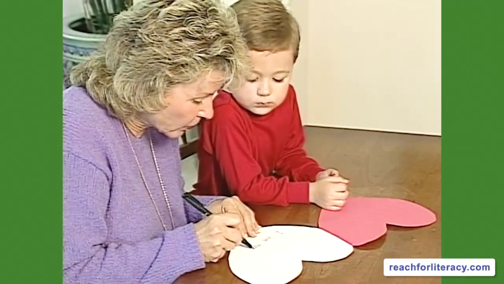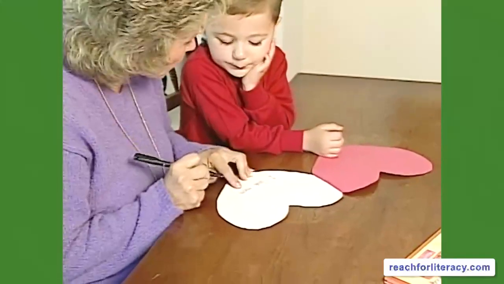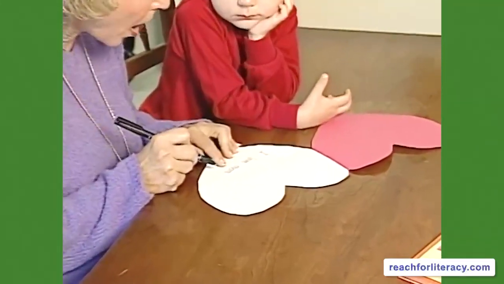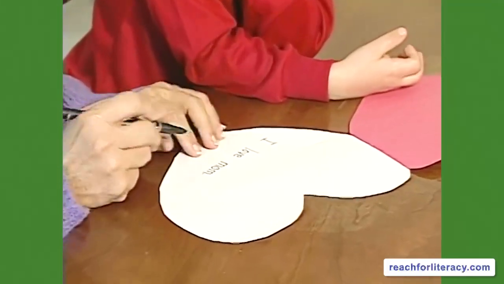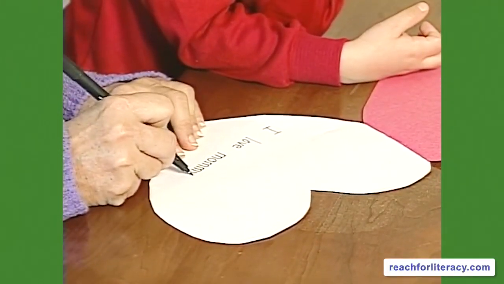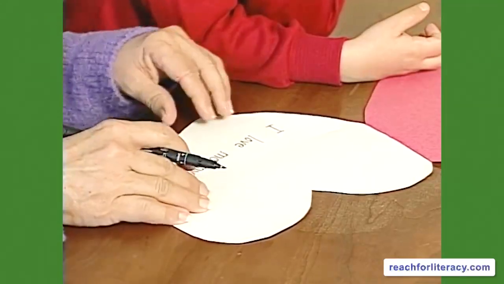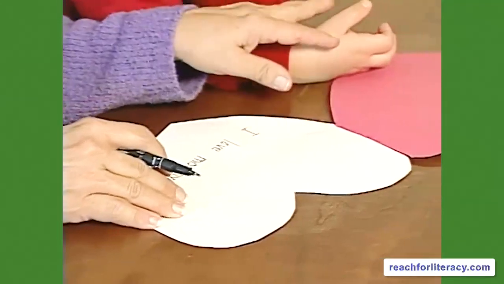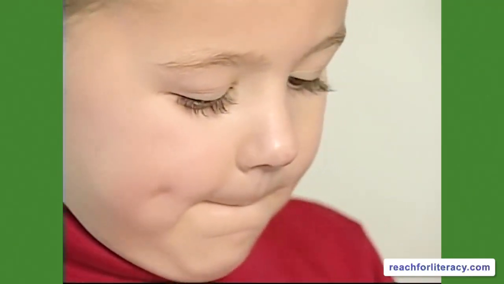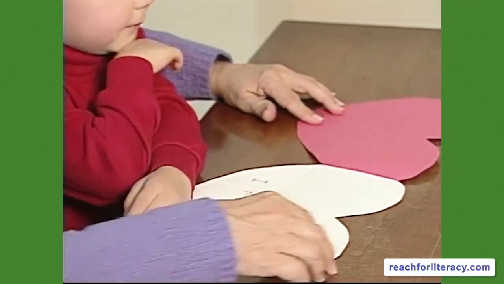What is that word? Mommy. That's mom. You want me to write mommy or mom? Mommy. Okay, I'm going to write mom. Okay, now then, I want you to touch under these words with your finger, and I want you to read those words for me. I love Mommy. That was very good.